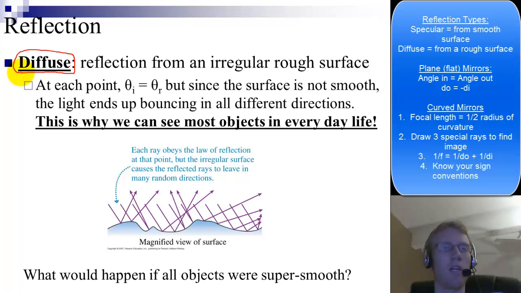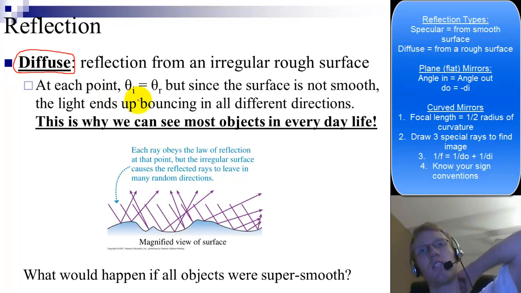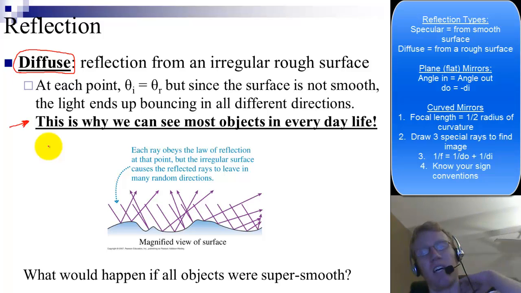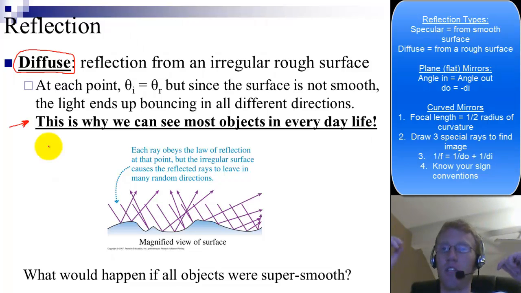All right. The other type of reflection is called diffuse reflection. And this one is interesting because it's what actually allows you to see objects every day. So I put big bold on this guy. We don't talk about diffuse reflection a lot in physics class because it's hard to calculate, but the concept of it is absolutely critical to our functioning in daily life.